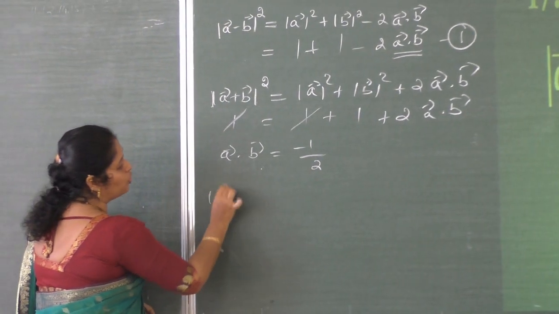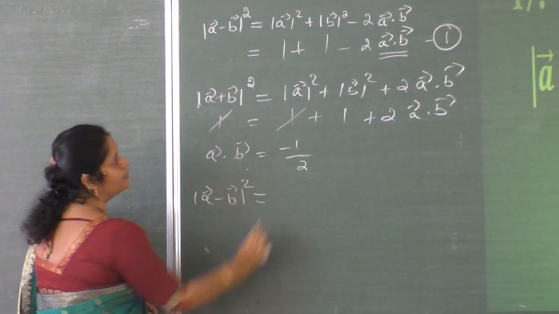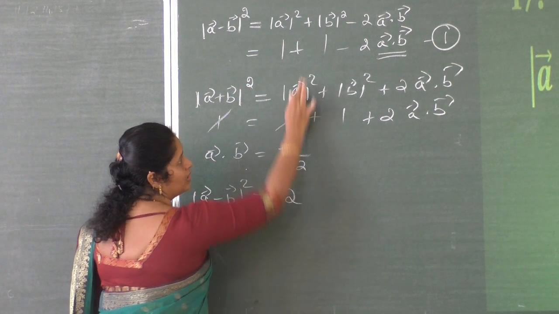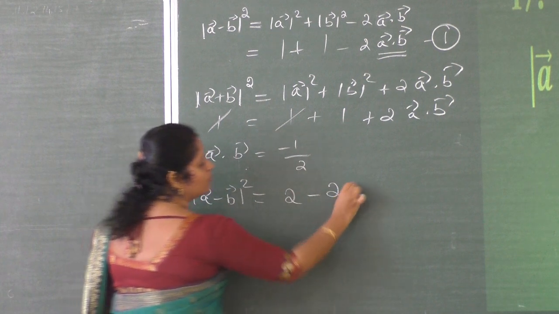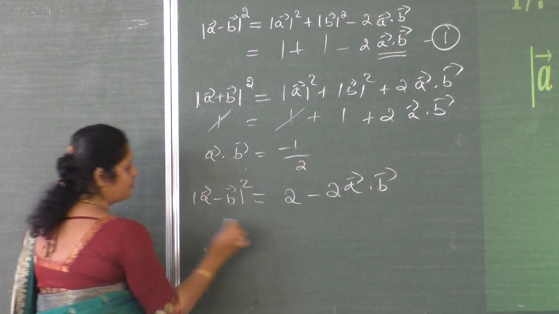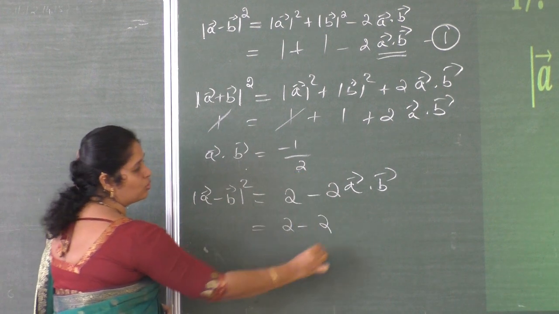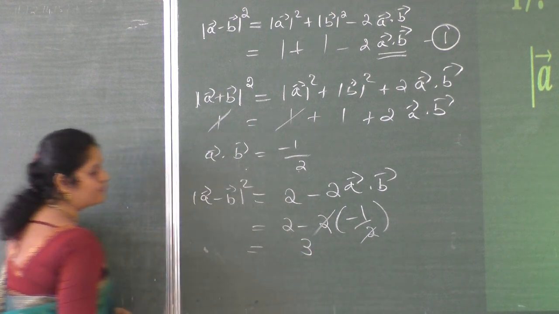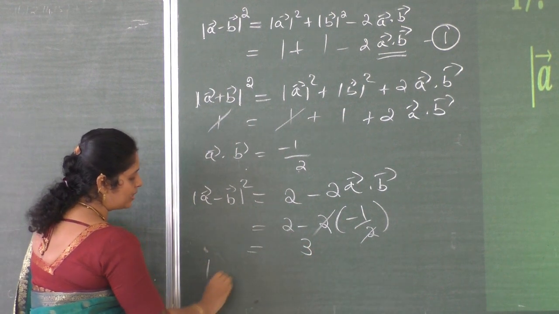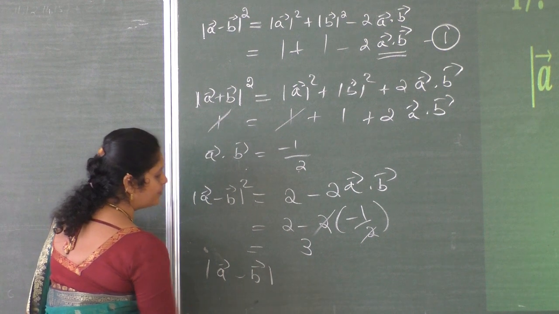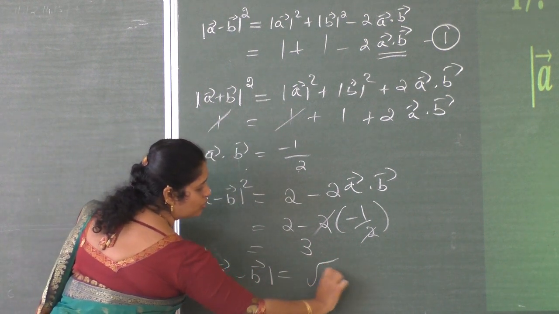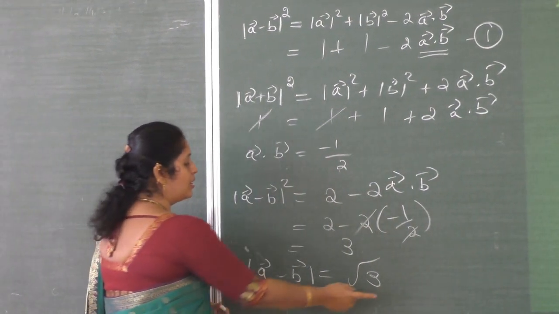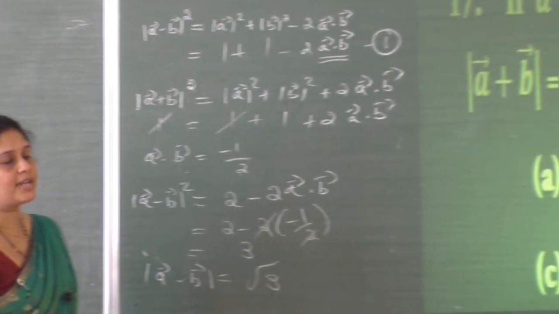We get magnitude of vector A minus vector B square is equal to, equation 1 will become 1 plus 1, 2, minus 2 into vector A dot vector B, that is equal to 2 minus 2 into minus 1 by 2, that is equal to plus 3. So the answer is magnitude of vector A minus vector B. This is squared, so take the square root, which is equal to plus root 3. Magnitude is always positive, therefore option B is the right answer.